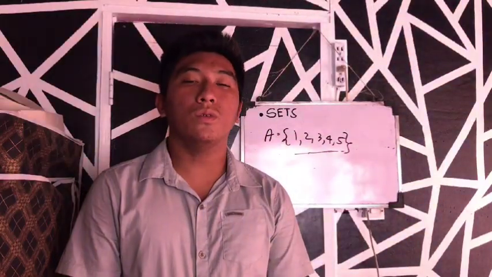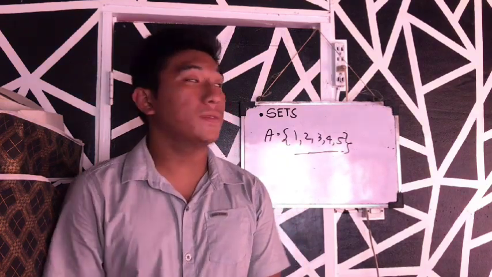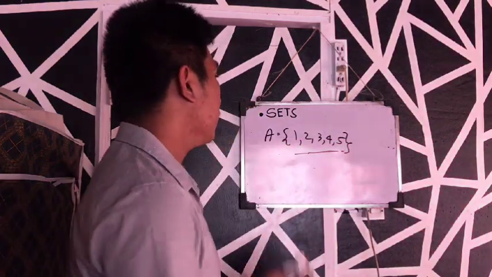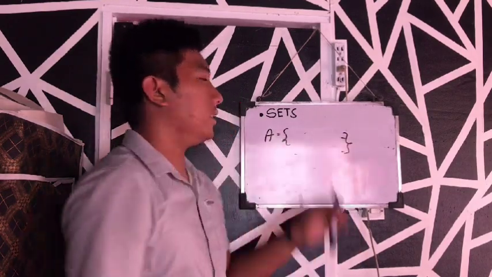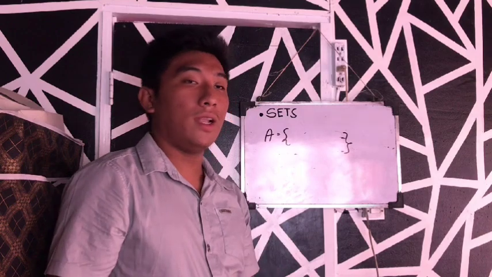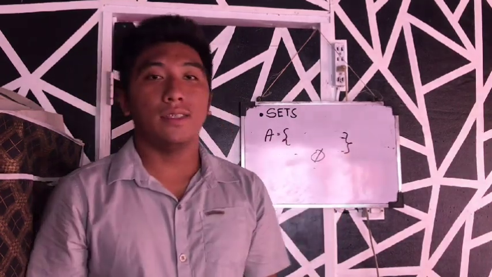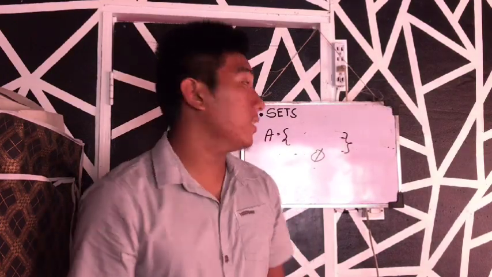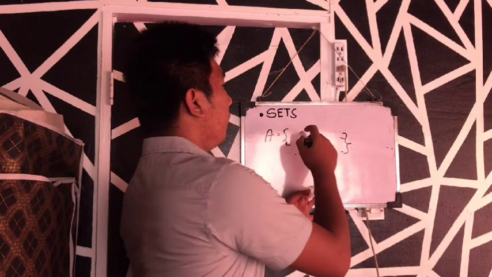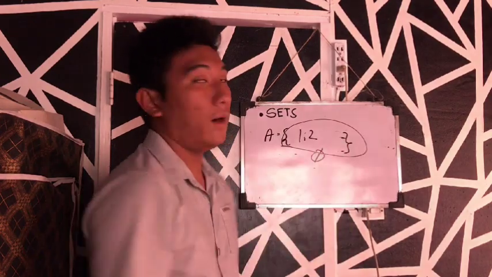There are two kinds of sets, the null set and the well-defined set. Let us first know what the null set is. For set A, if we delete the elements, this is what we call a null set. A null set has no elements, so it is denoted by a sign like this. The second one is the well-defined set. A well-defined set has a minimum of 1 element. So this is what we call a well-defined set.